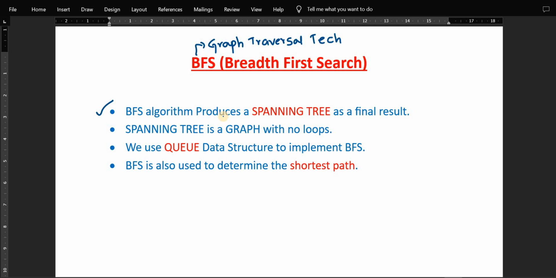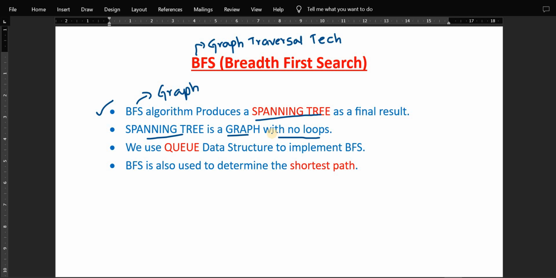BFS algorithm produces a spanning tree as a result. That means whenever we apply this algorithm on a graph, what you finally get is a spanning tree, right? Now, what is a spanning tree? Spanning tree is a graph with no loops. Okay, spanning tree is a graph with no loops.